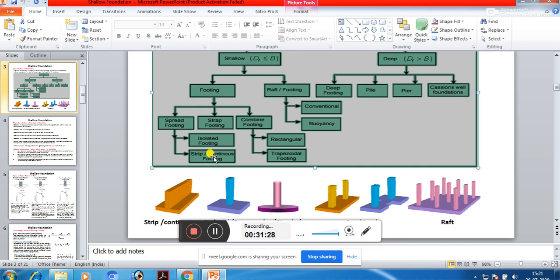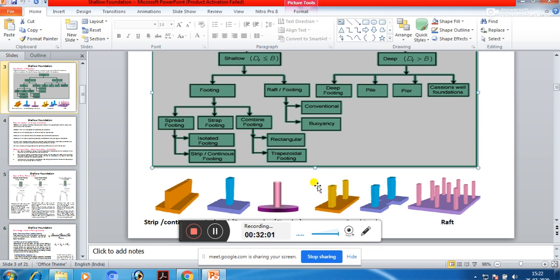For the isolated footing and strip footing, under an individual column, if there is an individual foundation, that means at an isolated level, then we will be calling them isolated footing. On the other hand, if a footing is continuous under something, some kind of a wall, under the wall there is a continuous footing, such kind of footing we will be calling strip footing.